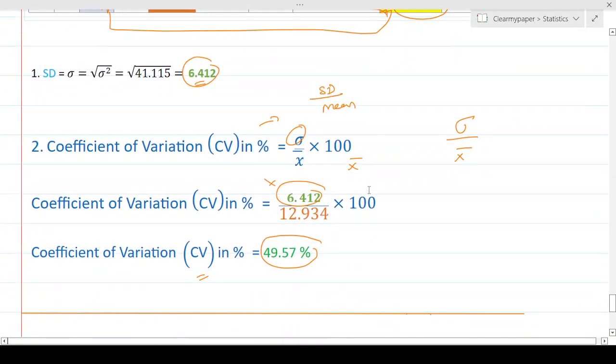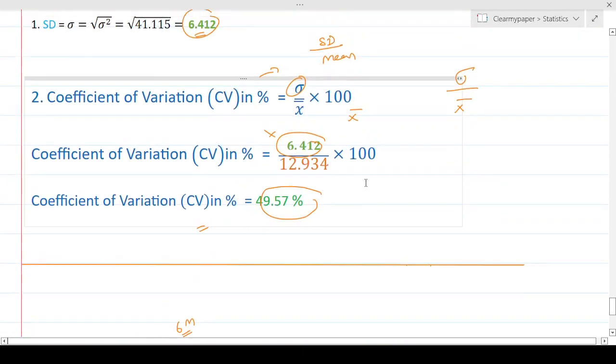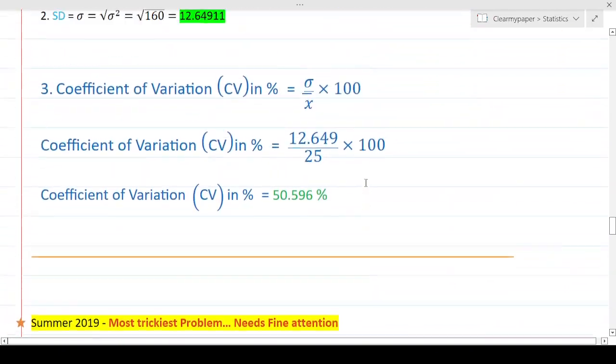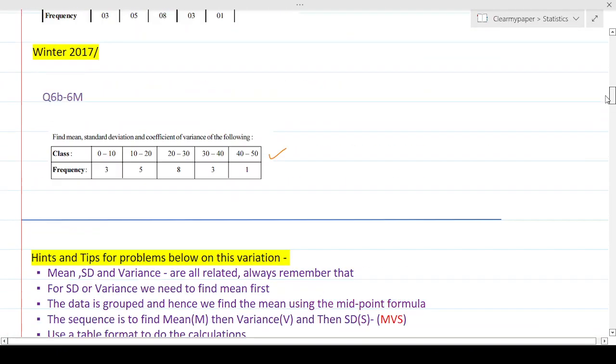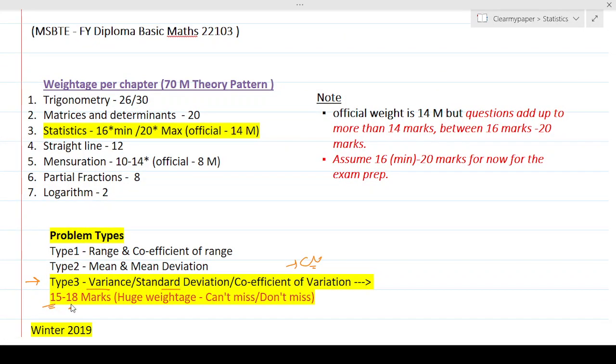So that's a wrap up on this episode, the final episode on statistics. Hopefully this was helpful, and this will help you secure 6 marks, and it's a very important chapter. Like I said, 18 to 19 marks, so don't miss it. And this variation type 3 itself comes for at least 12 to 15 marks, and sometimes it comes for 18 marks also. So keep focused on that one. Super important chapter, cannot miss it in the exam.